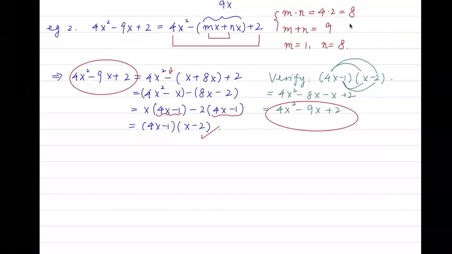So that's the second example. I'm going to stop here for this method because I'm planning to go through a lot of examples in a separate video. So I want to stop here and move on to the next method, which is the cross method.